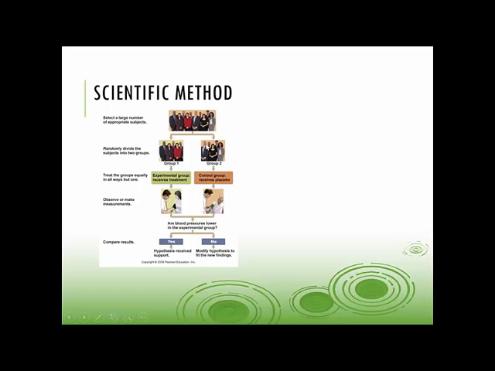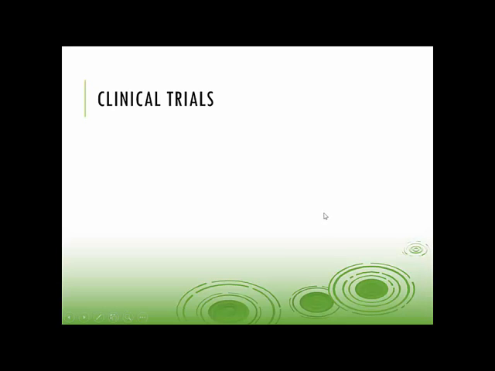So your scientific method, let's just go over this again. What makes it valid? Large groups of test subjects or large populations are tested. Randomly divide. You have a group 1 and a group 2. The experimental group receives the treatment. The control group receives the placebo. You make observations. You collect your data. And then you write your conclusions.